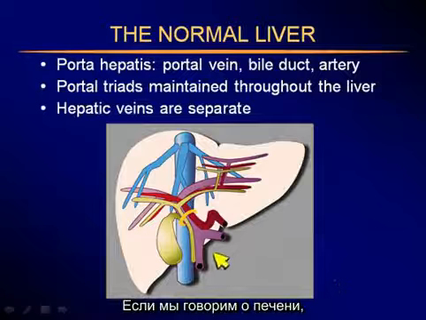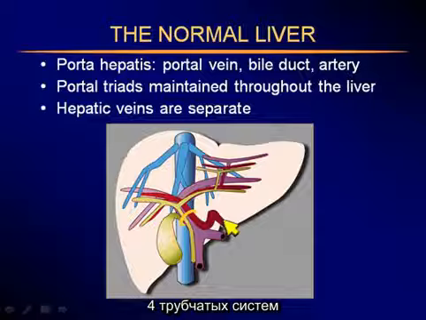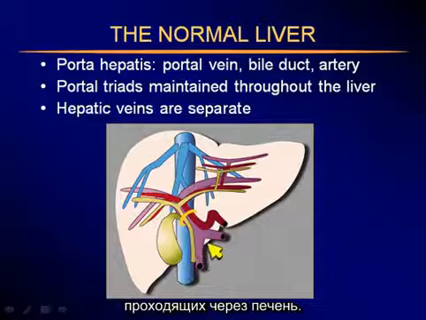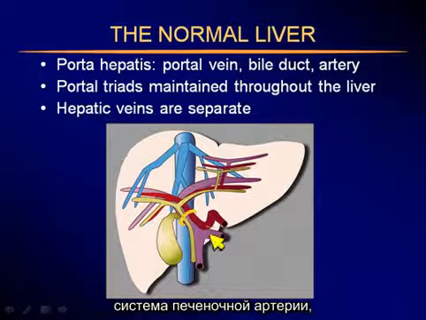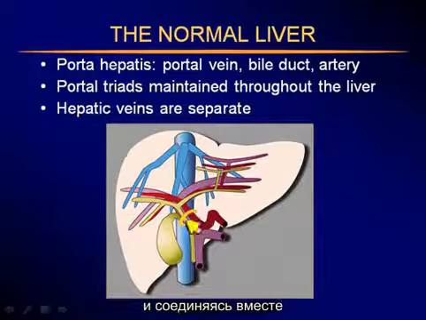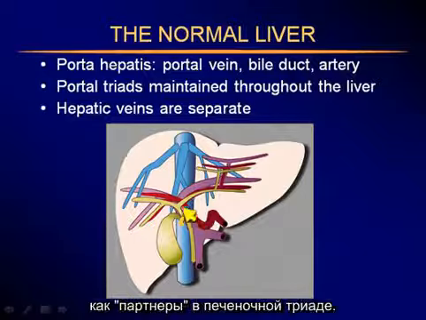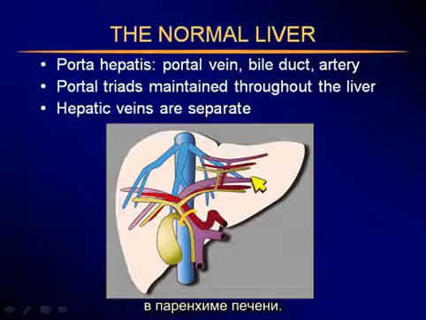If you think about the liver, you realize that there are 4 tubular systems that go throughout the liver. We have the portal venous system, the hepatic arterial system, and the bile ducts. These are intimately related at the porta hepatis. They join together as partners in the portal triads, and they stay together throughout their entire branching throughout the liver.